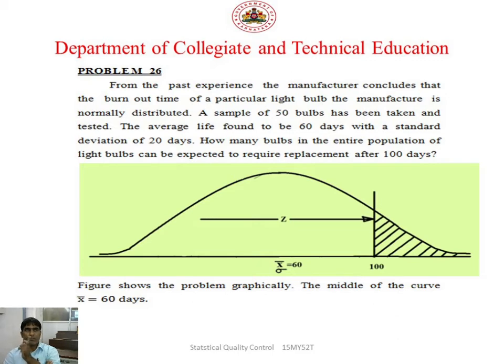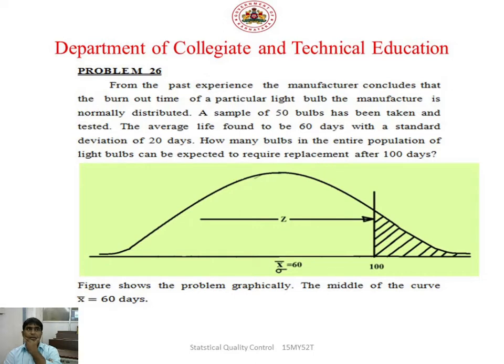So we should draw a bell curve. He has given us the mean, so at the center line we take 60 as the mean, for the symmetry of the bell curve, and we have to mark the z value. What z value has he told us? He has told us how many bulbs require replacement after 100 days. So we have to calculate the area beyond that 100 days. I have marked it with hatched lines. So you should calculate the area, the number of bulbs which will survive after 100 days.